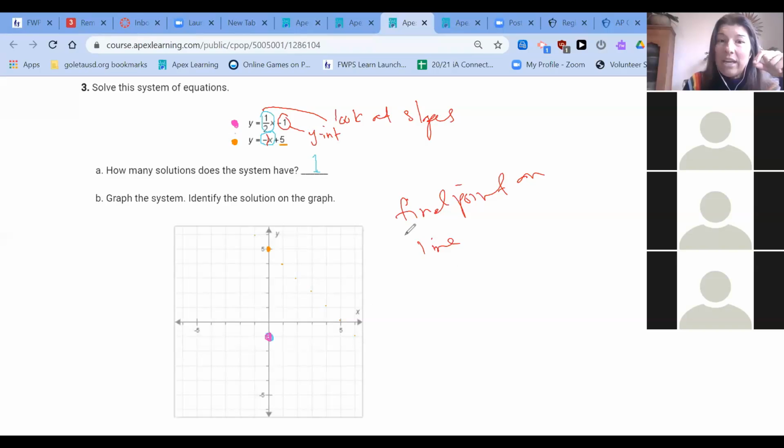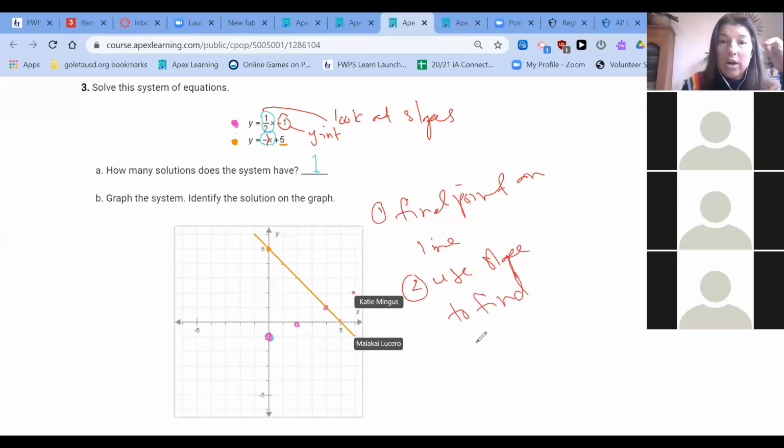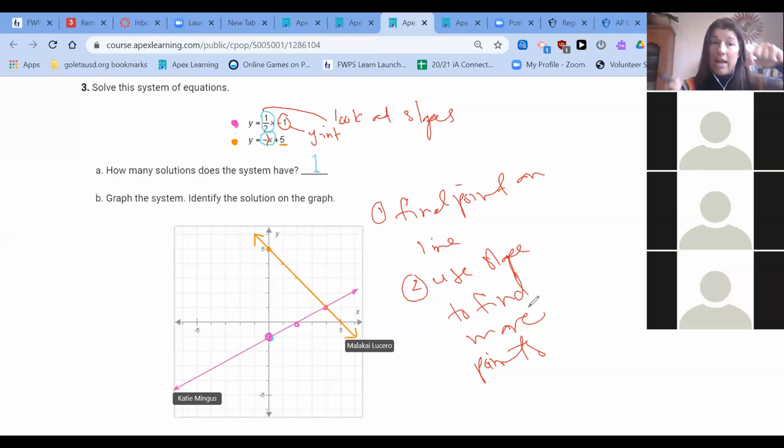All right. Then we use the slope to find more points. Oh my gosh, you guys have become master graphers. All right, and then what needs to go on both ends of our line? Oh my goodness, arrows to show that they keep going forever and ever and ever more, and circled the solution. You guys are a good team.